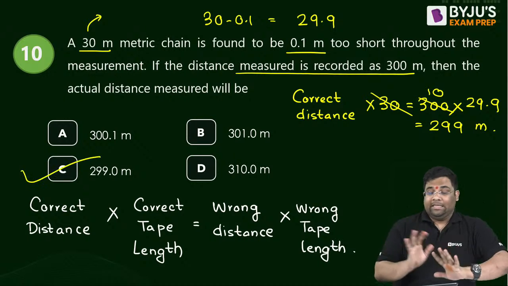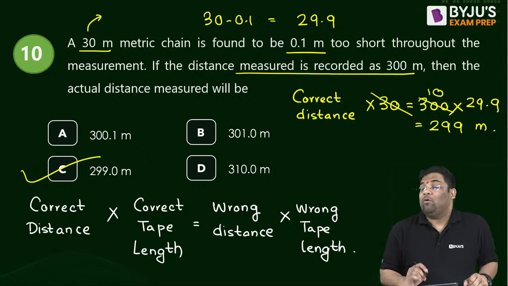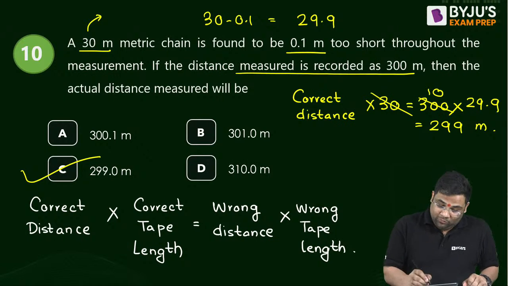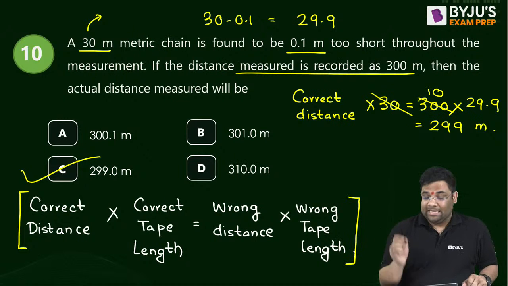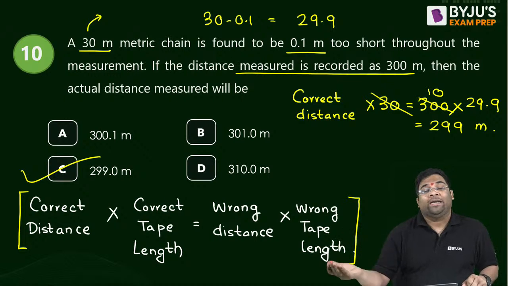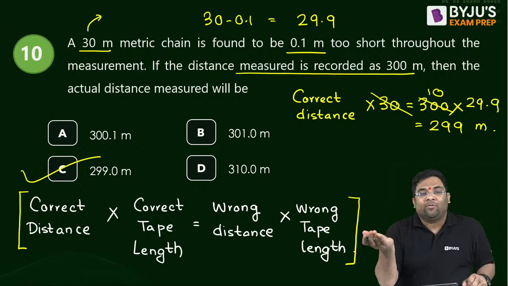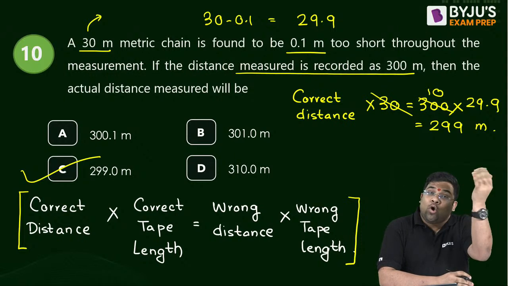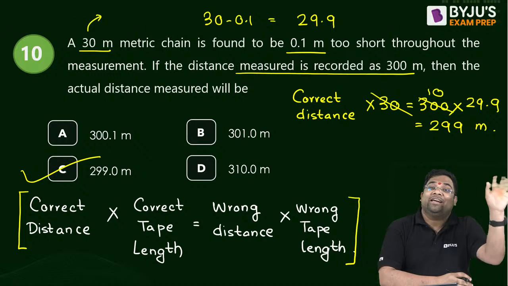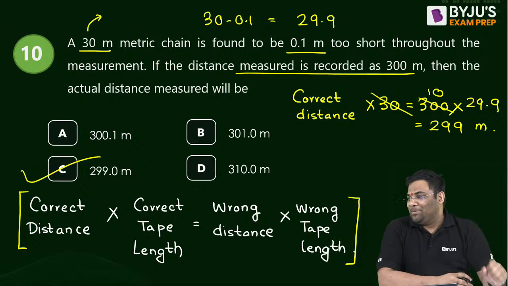So in these questions we saw that some standard formulas are required, and if you are getting confused, remember it this way: correct distance into correct tape length is equal to wrong distance into wrong tape length. Or for scales, correct length into correct scale is equal to wrong length into wrong scale. Correct, wrong. This is easier to remember.